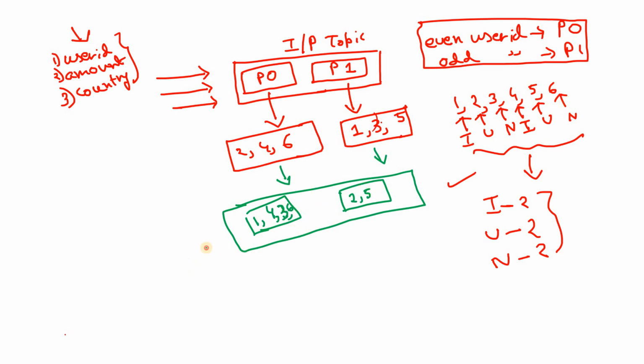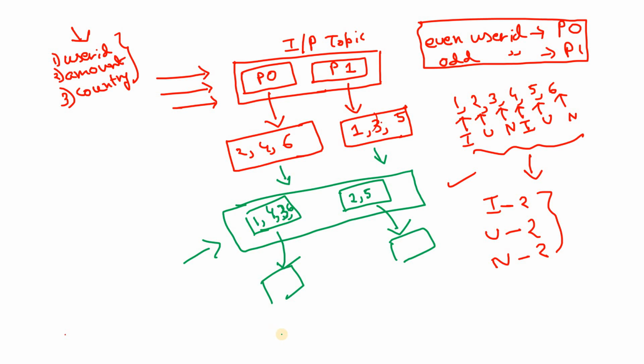Okay, so what happened in the middle layer? We basically partitioned the data based on that property on which we want to do aggregation. Now suppose there are 2 worker instances for the same Faust application running. This worker instance will consume the data from here, this worker instance will consume the data from here.